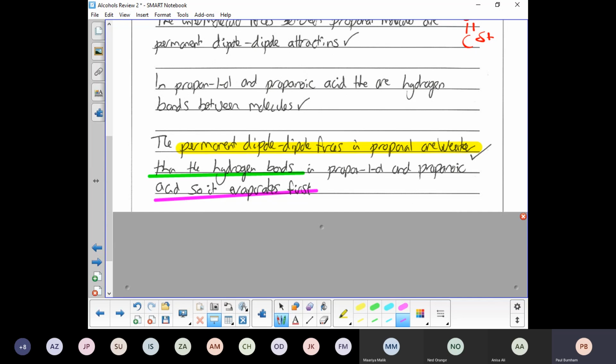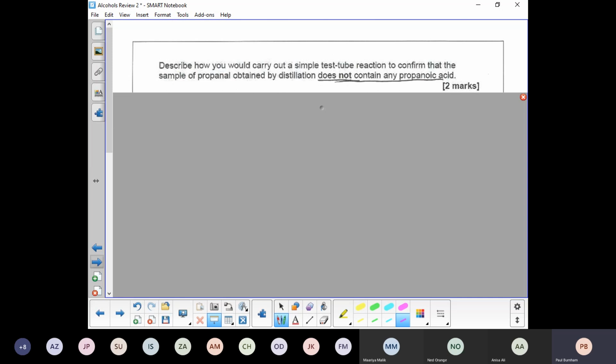Now, we're staying in the context of this reaction for what happens over the page. It's just a short question. Describe how you would carry out a simple test tube test to confirm that my propanol obtained by distillation didn't contain any propanoic acid. It's a funny test to do because we're confirming that something is not there rather than something is there. And actually, it's easier to give the positive observations, and that's what I've done in my answer. Propanol, I'm expecting to be there.